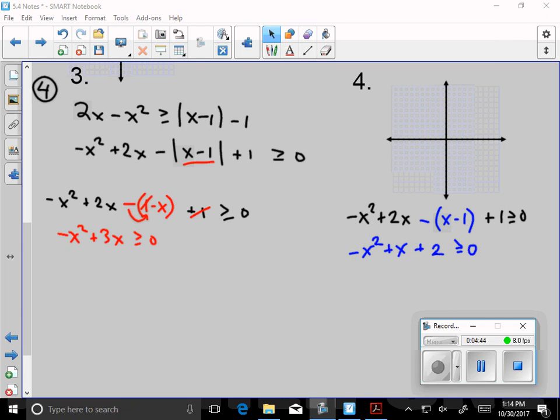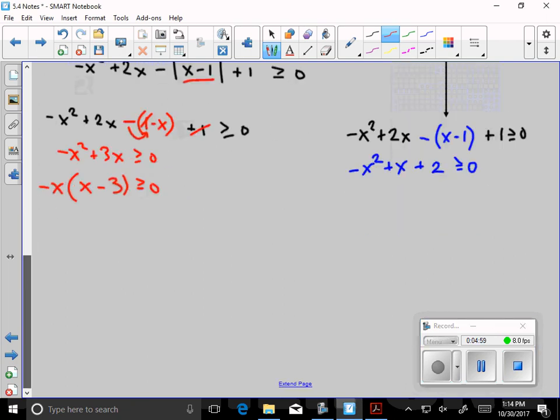Right side. On the left side, if I factor, I'm going to take out a negative x. What do I have left? x minus 3. Just ignore the greater than or equal to for a moment. Where would this equal 0?